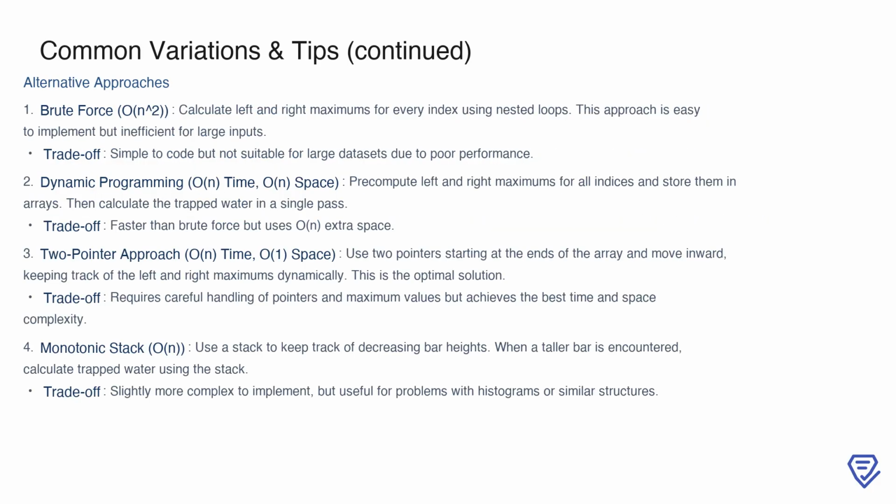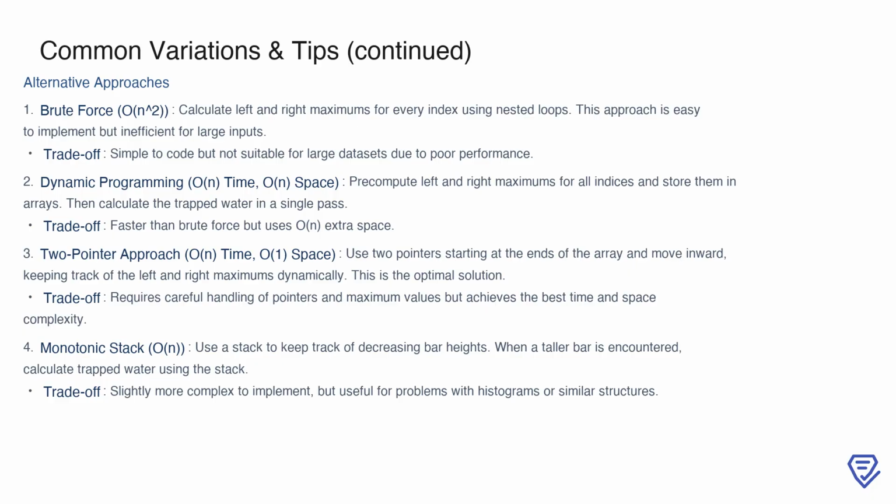There are several approaches to solving the trapping rainwater problem, each with its own trade-offs. The brute force method, though simple to implement, involves nested loops to calculate the left and right maximum heights for every index, resulting in a time complexity of O(n squared). While straightforward, it's not practical for larger datasets.